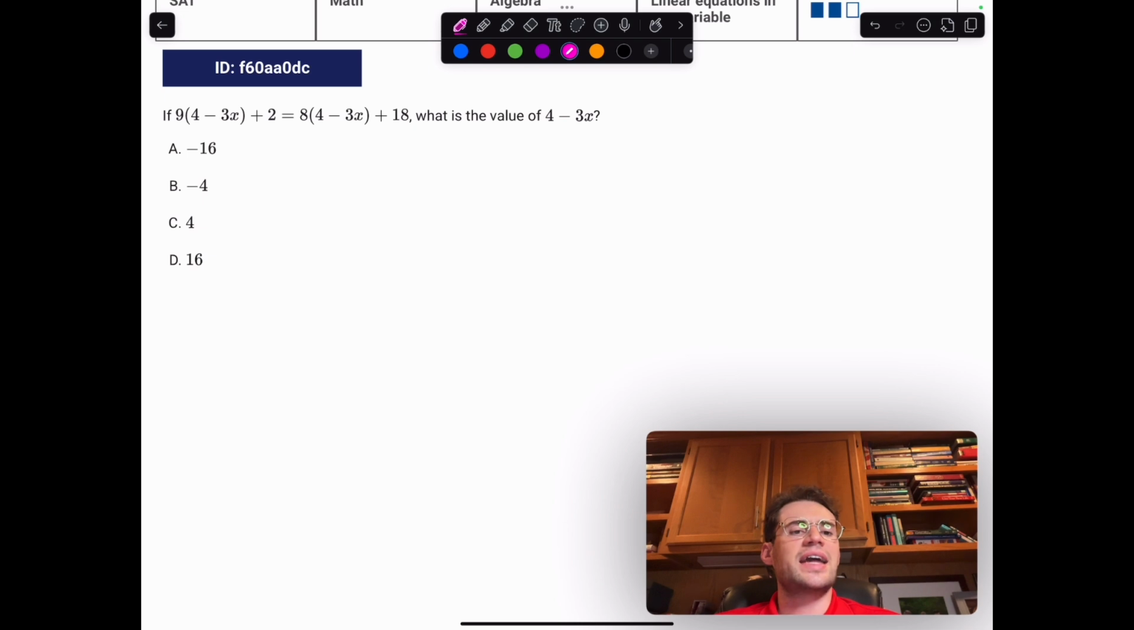Here we have 9 times the quantity 4 minus 3x, end quantity, plus 2 equals 8 times the quantity 4 minus 3x, end quantity, plus 18. What is the value of 4 minus 3x?